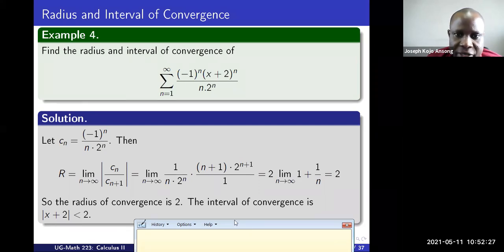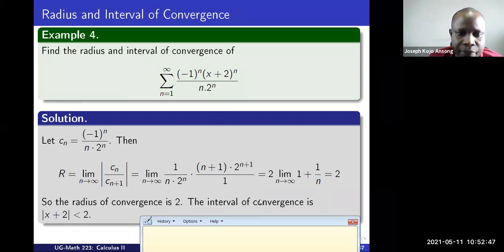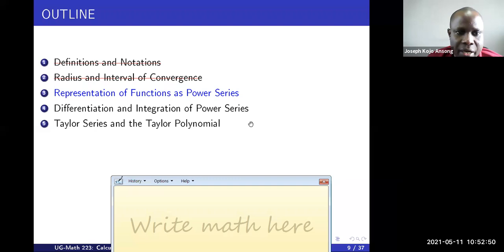So the interval of convergence, which you can get by picking this guy here, absolute value of x plus 2, has to be less than the radius of convergence. So absolute value of x plus 2 is less than 2. As I said, once you compute the radius, you can easily get the interval of convergence from this x factor here in the series. Okay. Good. So that is how you compute the radius and the interval of convergence for a given series.